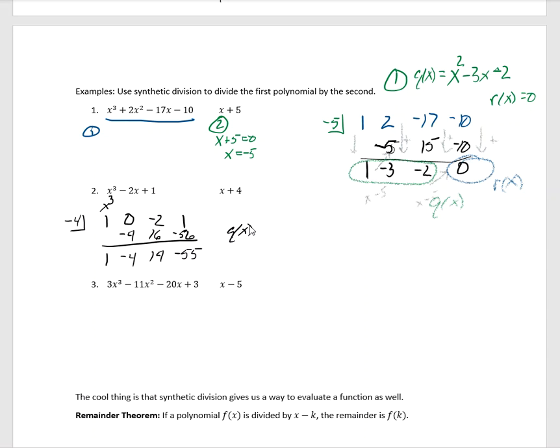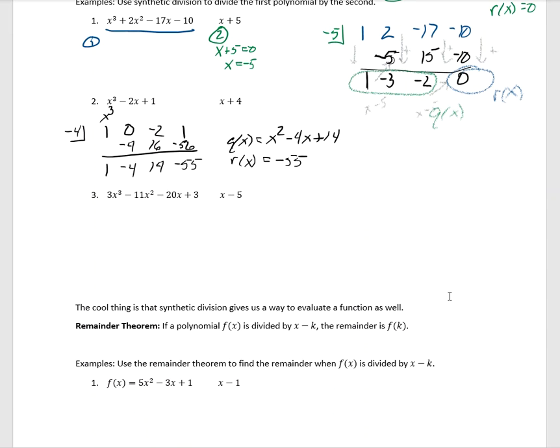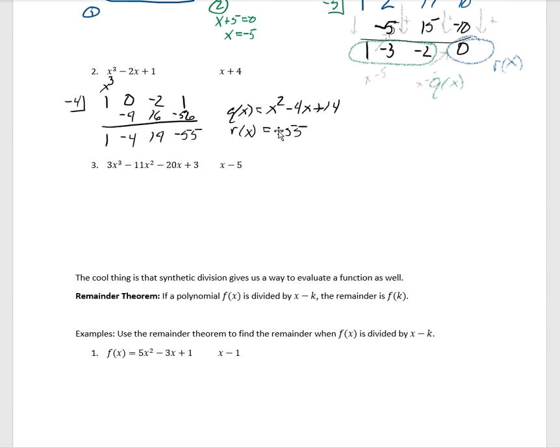Our quotient, right? We had x cubed. We decreased it by 1 power of x. So this is x squared minus 4x plus 14 with a remainder of negative 55. All right, so the remainder is not always 0. I do this in a lot of my examples because I accidentally pick some really nice polynomials sometimes. All right, let's do one more just so you can see that it doesn't always start with an x squared.